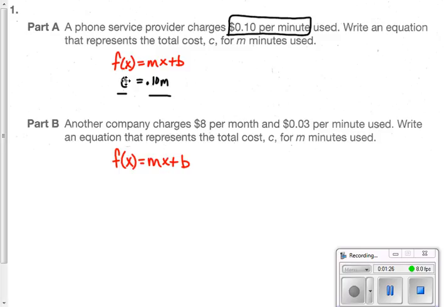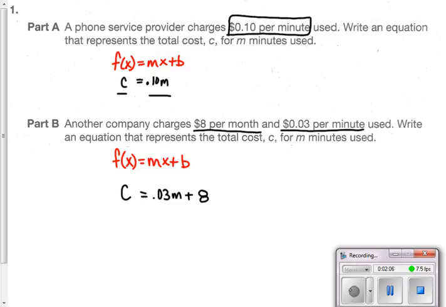Down there in question B, it says another company charges $8 per month plus 3 cents per minute used. Write an equation that represents the total cost C for n minutes used. So here's our total cost C. M is our slope. What does it change by? Well, your bill changes by 3 cents per minute, so 0.03 m. Now this equation does have a starting value. When you go with this company, you automatically pay $8 a month, so plus $8, and that will give us our total cost there for part B.